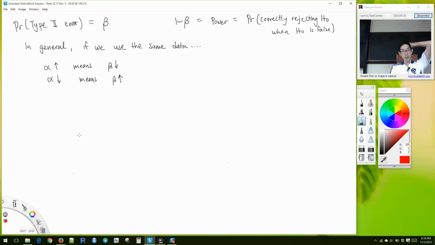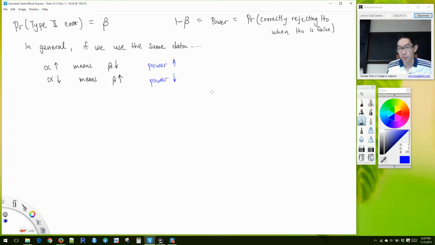So alpha goes up means beta goes down, but power goes up. And when beta goes up, power goes down. High power is a good thing. That's our ability to make a decision. Sometimes it's known as the sensitivity of a test.